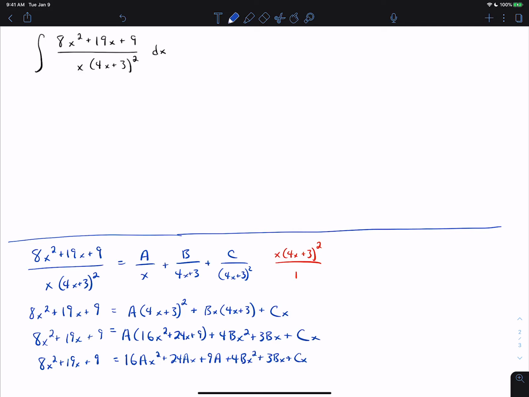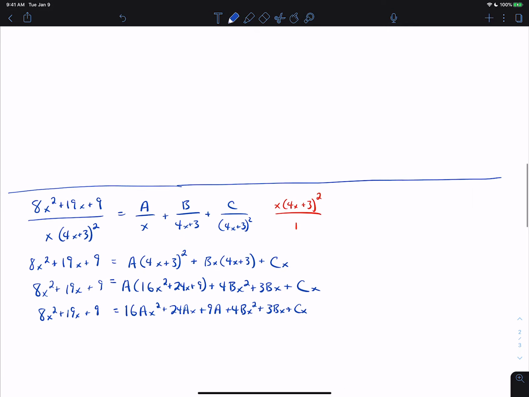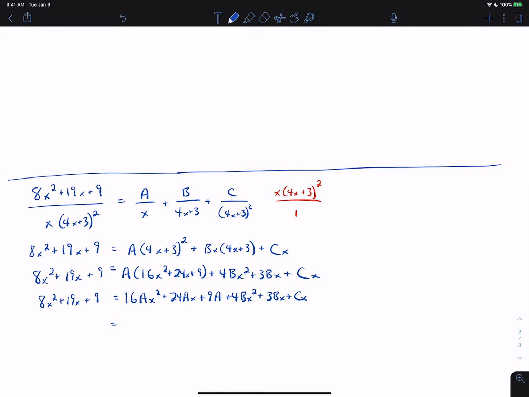And now we have some more stuff to combine. I'm going to scroll down a little bit, but on the right-hand side, we're going to combine all the x squareds. That gets us 16a plus 4b x squared. For the x, it gets us 24a plus 3b plus c x, and the only constant term is 9a.